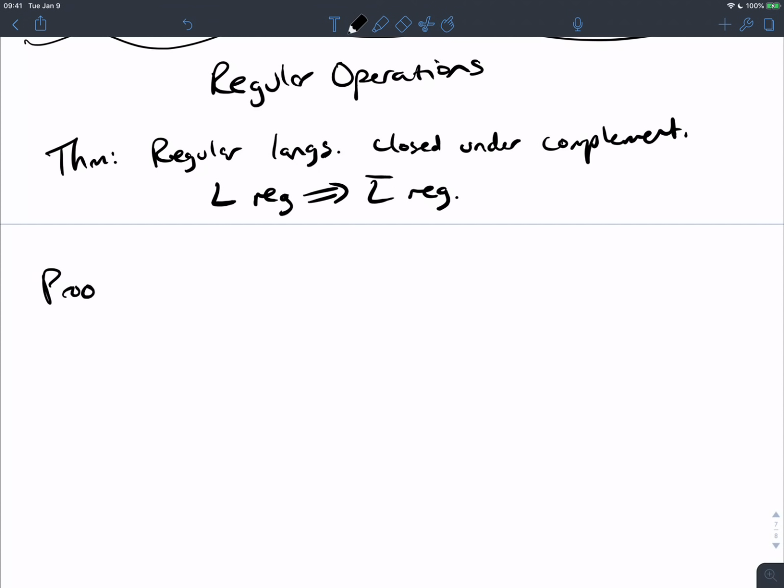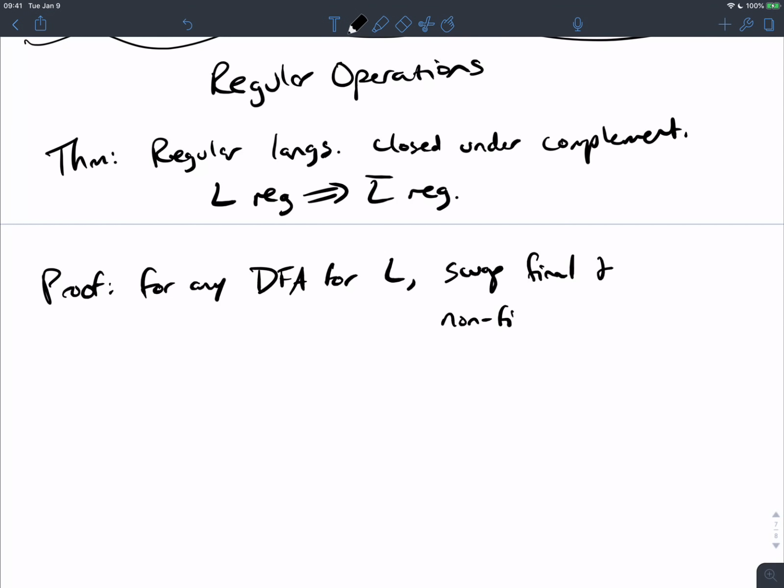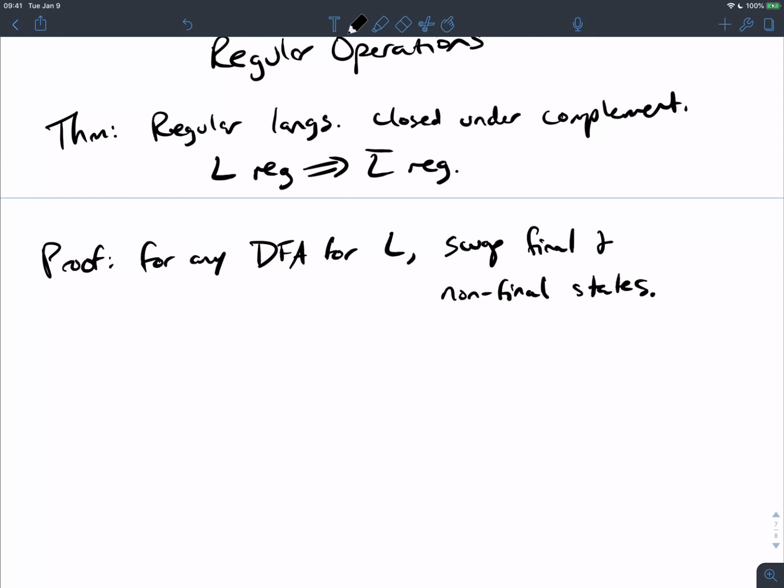So the proof is for any DFA for L, swap final and non-final states. And you can prove this formally. So if the computation on a particular string lands in a state not in F, now it'll land in a state in F, and vice versa. So this one should be quite easy. But any questions about that?